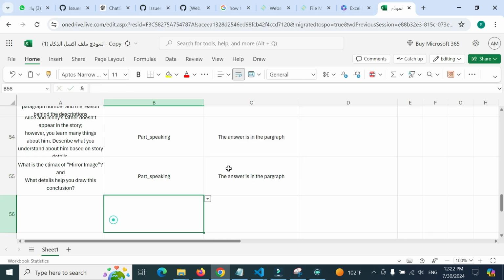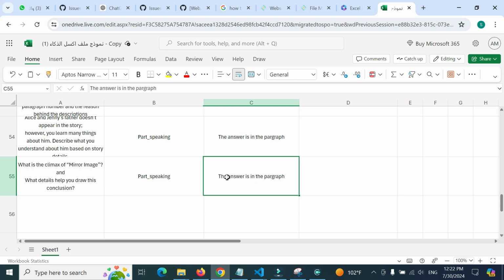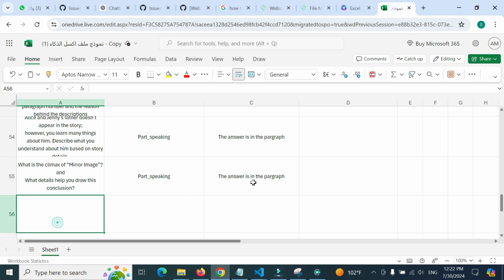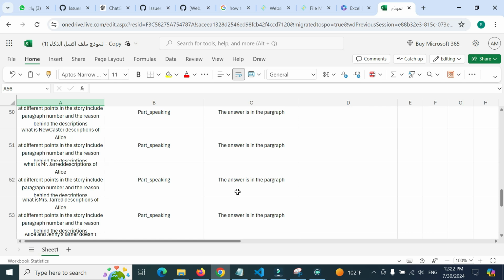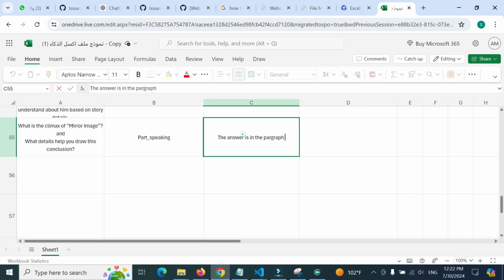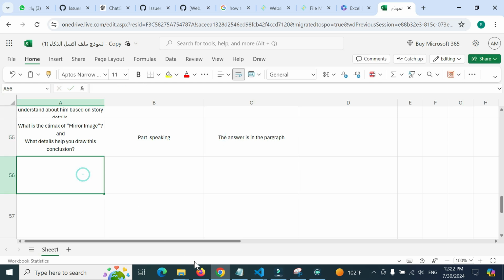Okay. Of course, the answer is in the paragraph. Of course, there is a real answer here, but for the purpose of the video, I'm not going to search for what the answer is. Just read it that the answer is in the paragraph. It's not empty. Like here, it is in the paragraph. But that doesn't mean that the answer is actually the phrase, the answer is in the paragraph, of course.